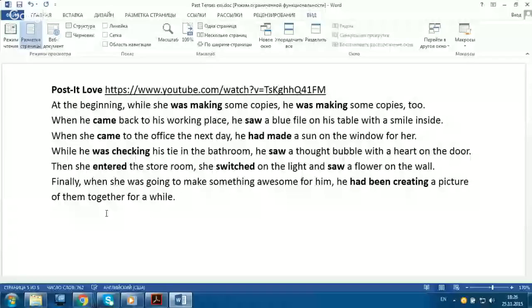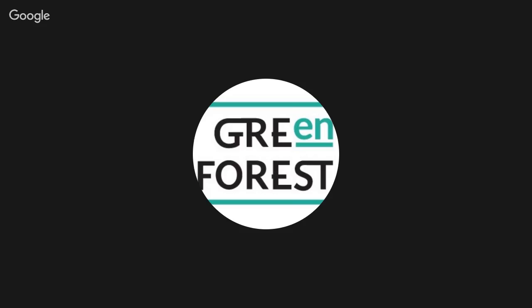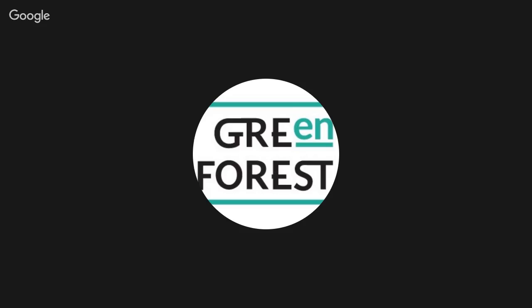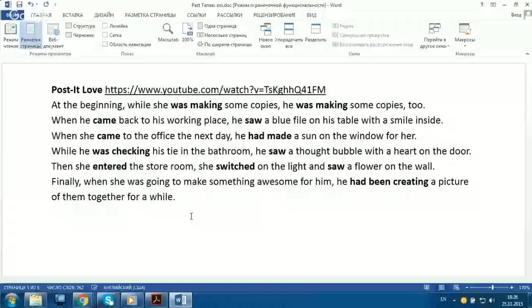Then she entered the storeroom, she switched on the light and saw a flower on the wall. So actions happened one by one, but anyway, we want to show the fact that it happened. And the last one: finally, when she was going to make something awesome for him, he had been creating a picture of them together for a while. So it was the duration while she was going. Before that, he had been doing something and we saw a visible result.